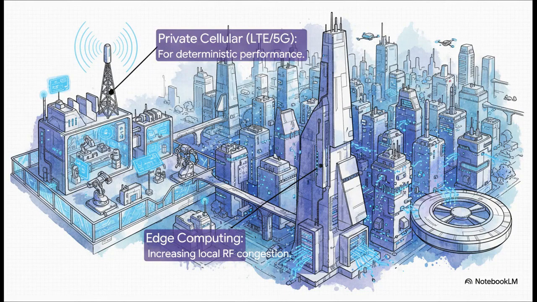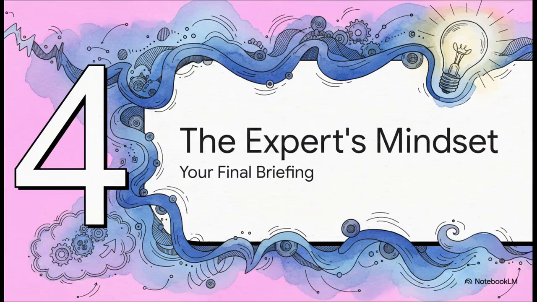And the conversation is getting so much bigger than just Wi-Fi. We're talking private 5G networks in factories, a massive explosion in the number of IoT devices, and edge computing bringing more power and more RF signals closer to home. Each one of these adds another layer, another voice to that already crowded party. The challenge isn't going away. It's just evolving. Which brings us to our final point.